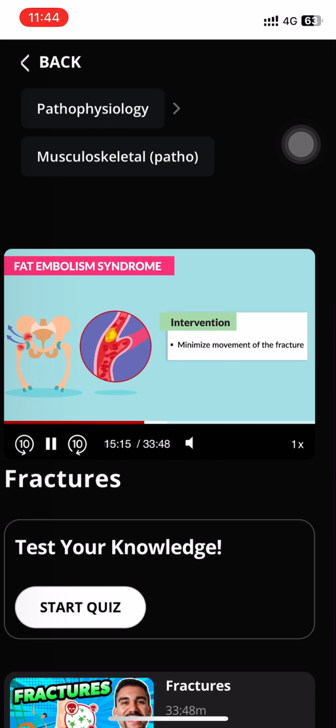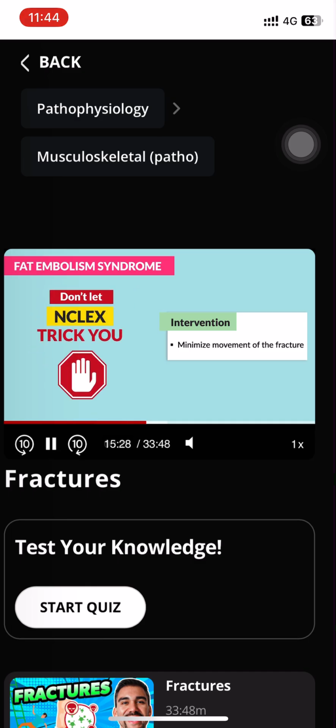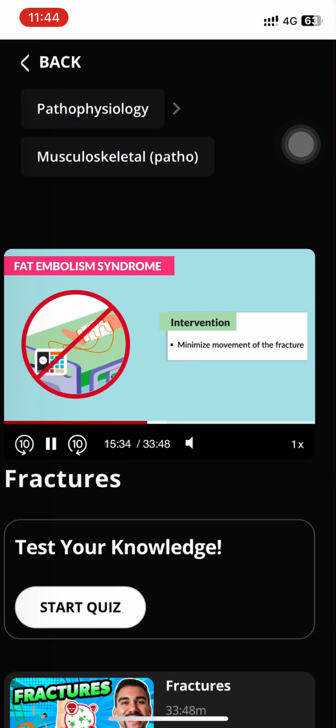Now, the big intervention is to minimize movement of the fracture. This is the most important intervention with any new emboli risk here. Always stop the movement to prevent the emboli from moving around. This is the number one most tested intervention here, so don't let the NCLEX trick you. We do not give prophylactic blood thinners for a fat embolism, and we do not use a compression device like SCDs.